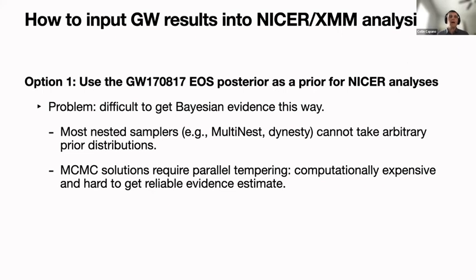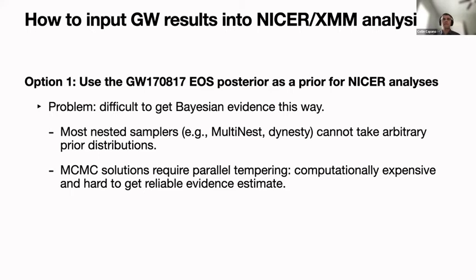Okay, so how can you do this? How can you condition the NICER results on the gravitational wave data? Well, one option is you simply take the posterior on the equation of state. In our case, where we had just an equation of state index, that would be the posterior on the equation of state index, and you use that as a prior for the NICER analyses. And then you would just repeat the NICER analyses for each one of your various hotspot configurations, recalculate the Bayesian evidence, and see what you get.